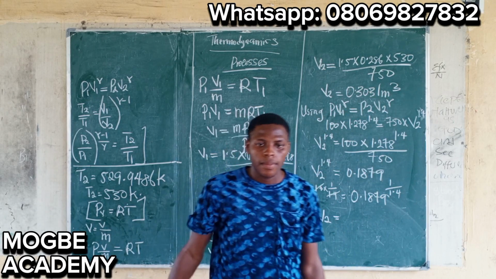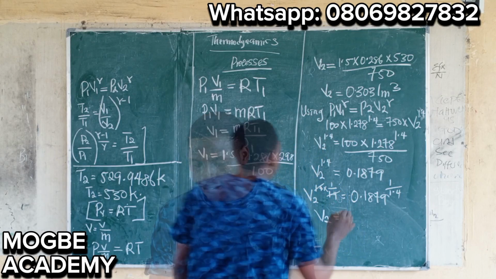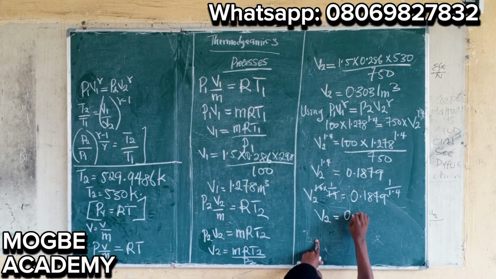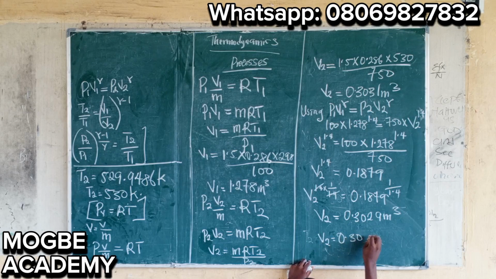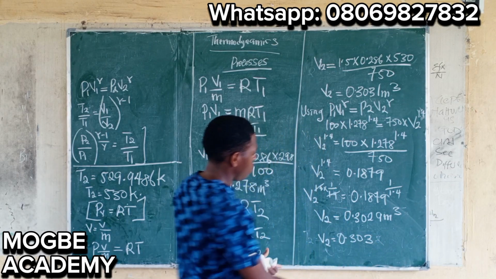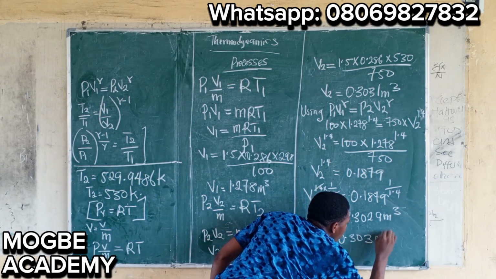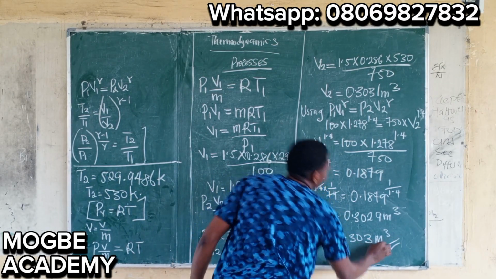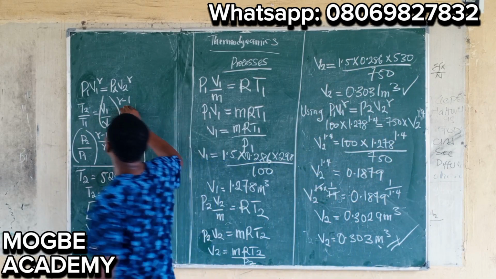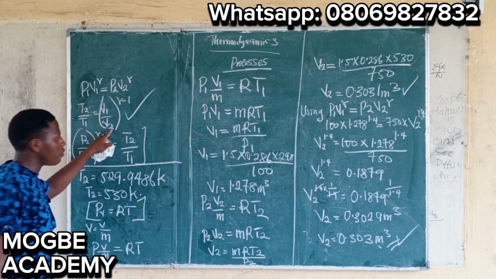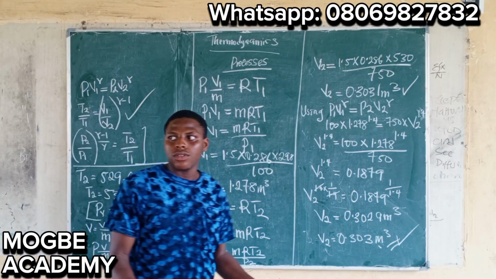Let's see. So we have 0.3029 meter cube. Let's convert it to what we have here. So V2 is equal to 0.303. This is your meter cube. So you can use this concept here to get your V2. Let's shoot down to any one of your choice.